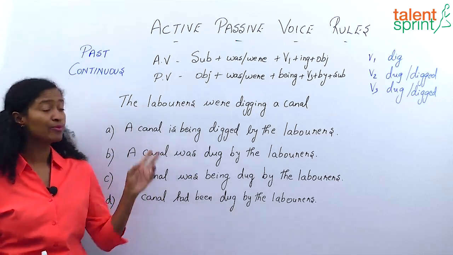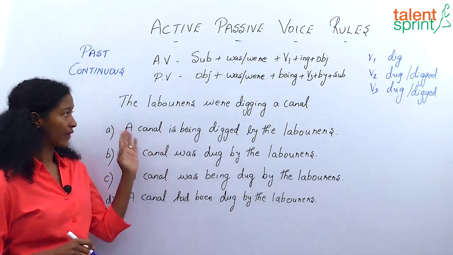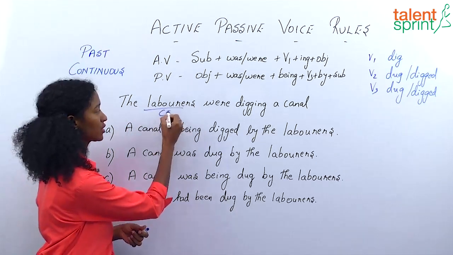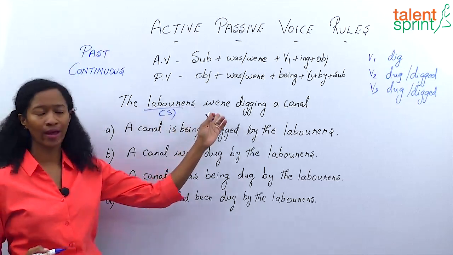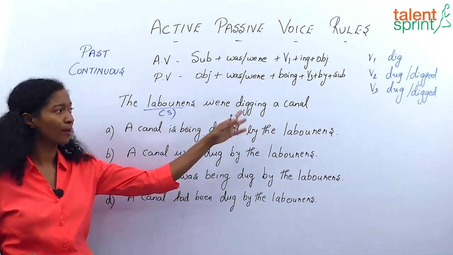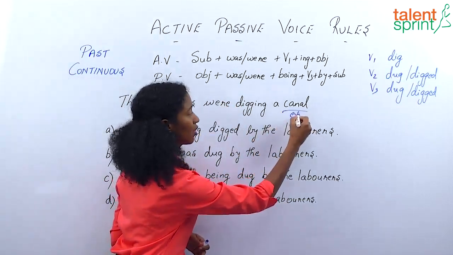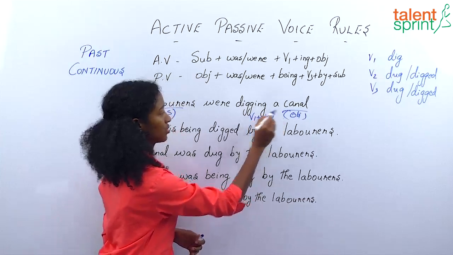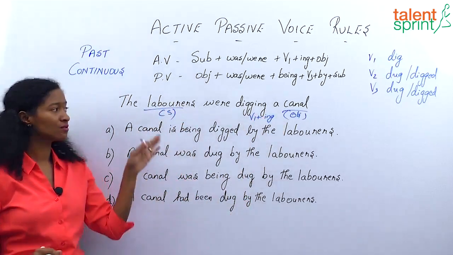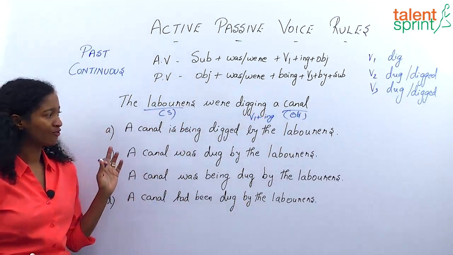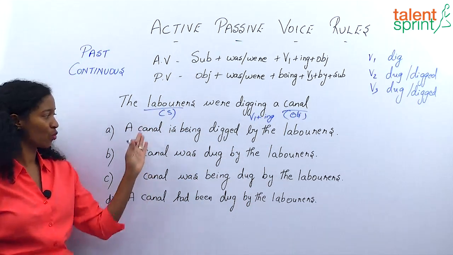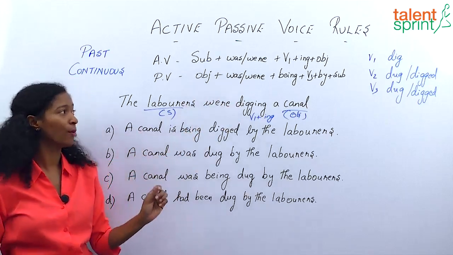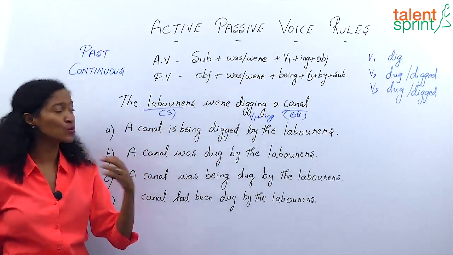Okay, the laborers were digging a canal, right? So who were digging? The laborers. Plural subject, so were, digging, verb plus ing form, and then canal is the object. So this is our verb 1 plus ing, right? We're digging. So obviously we have to start with a canal, which is what is there in all of the options, but we just need to look for the rest of the form. Was or were plus being plus verb 3.